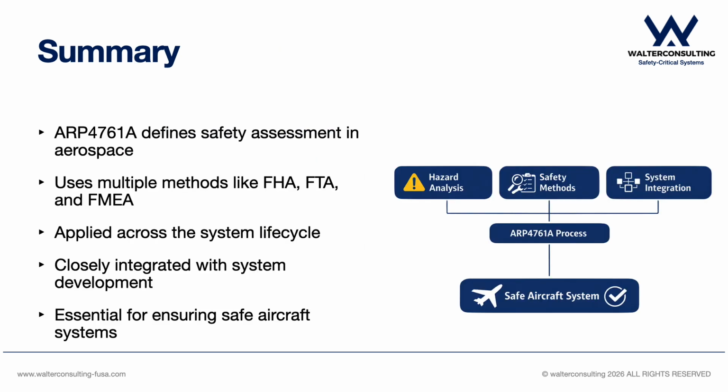Let's summarize the key points. ARP4761A defines how safety is analyzed in aerospace systems. It uses multiple methods, such as FHA, FTA, and FMEA. These methods are applied across the system lifecycle. Safety assessment is closely integrated with system development. All of this ensures that hazards are identified and risks are properly managed. And ultimately, ARP4761A is essential for safe aircraft systems.